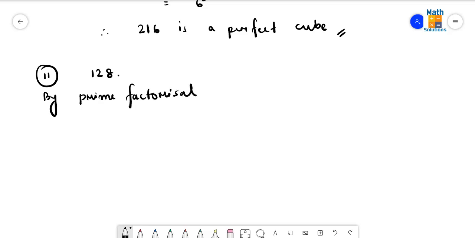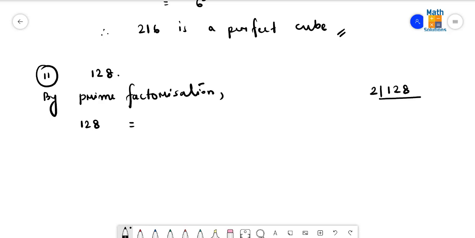Then again, I'm coming to the second one. The second number given here is what? 128. So by prime factorization, 128 can be written in what way? Let us check.